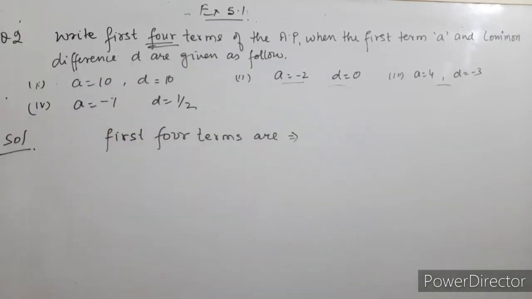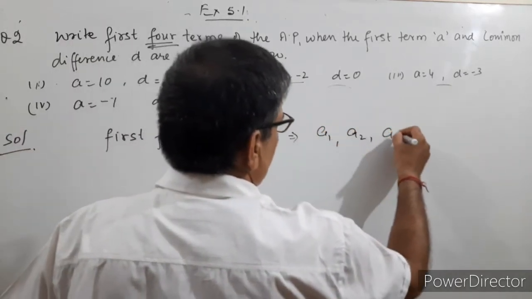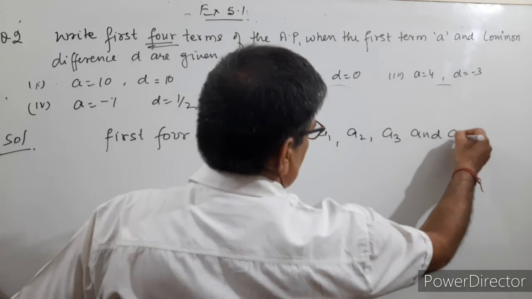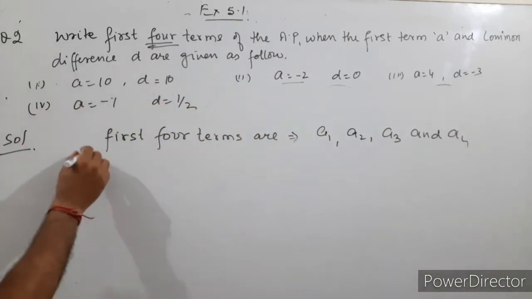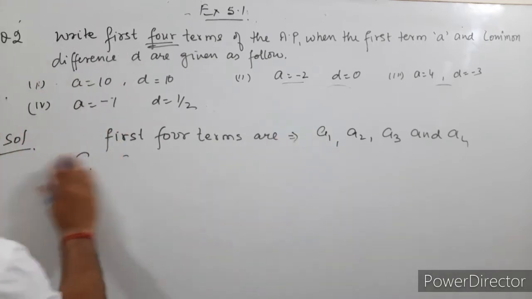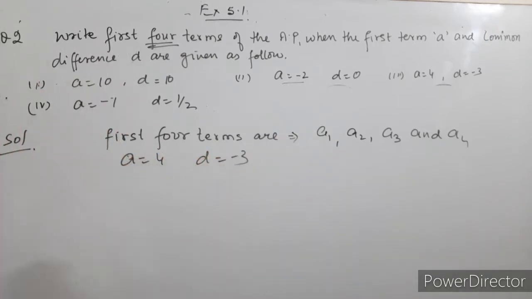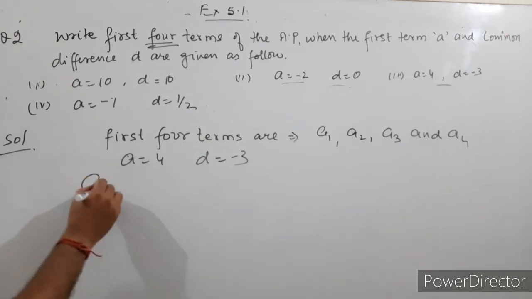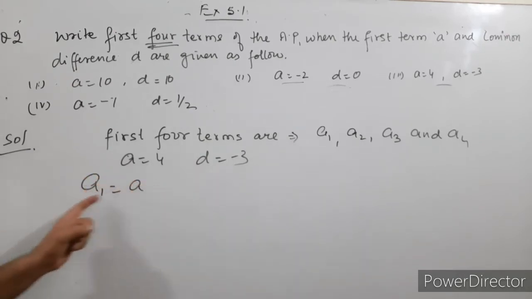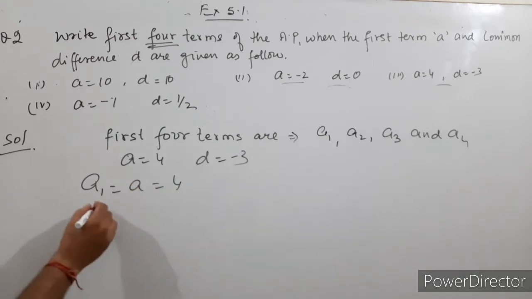And all the questions are the same. We have to find A1, A2, A3 and A4. A1 is equal to A. Here what is given to us? A is equal to 4 and D is equal to minus 3. Then A1 is equal to A, and the value of A is 4. Now find A2.